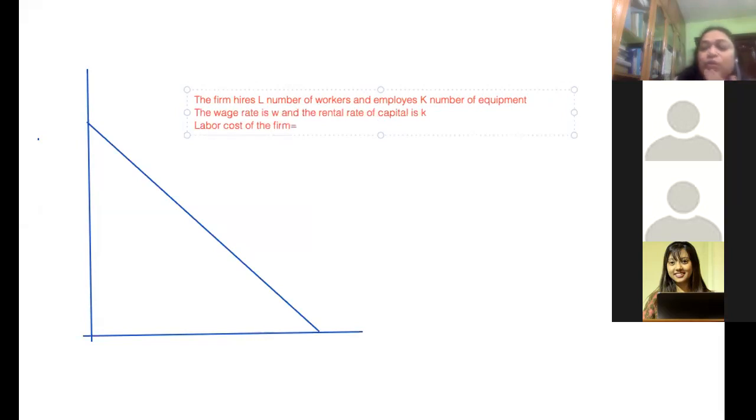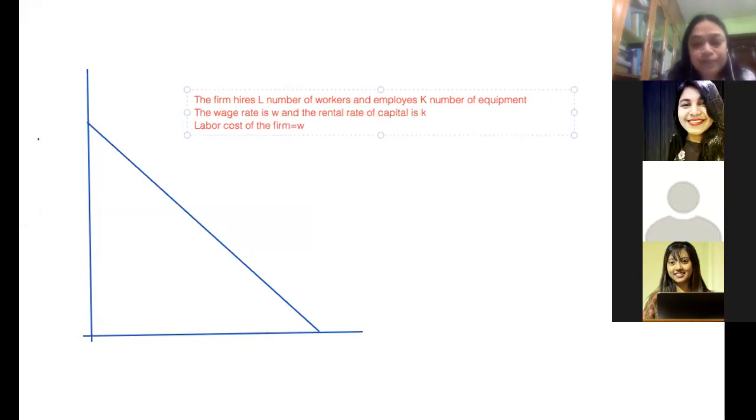W into L. Very good. What is the capital cost of the farm? K into R. Excellent. So the capital cost is R times K. The total cost is C equal to WL plus RK. Okay. So this is how the cost function looks, right?